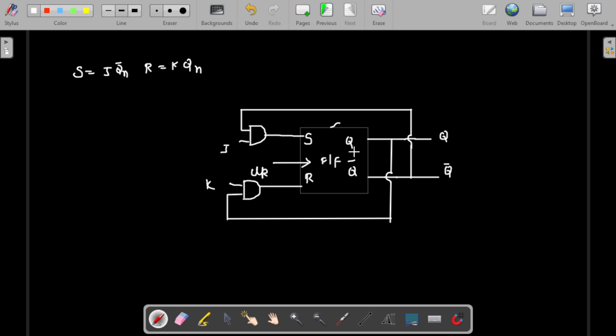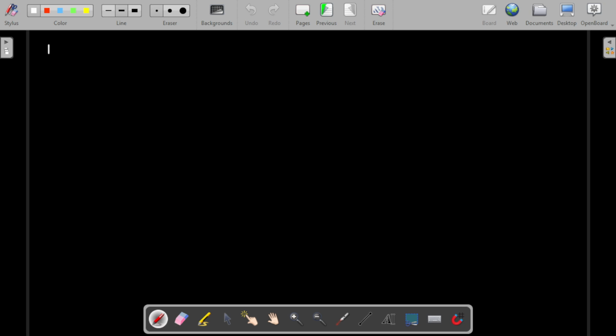So this is how you can convert to anything. In this way, you can convert from one form to another form. Any kind of thing will be possible. So let me do one more example, leaving the other things to you guys. How can we convert D to JK flip-flop?